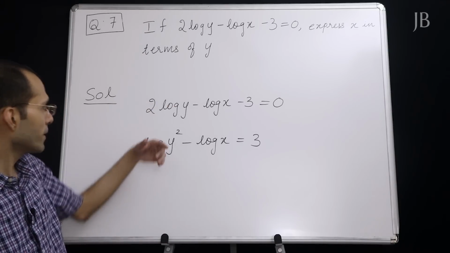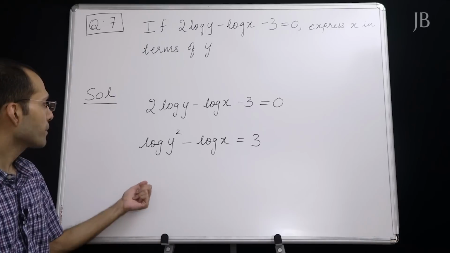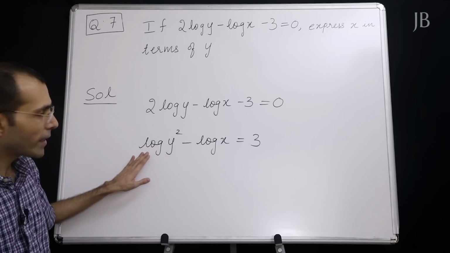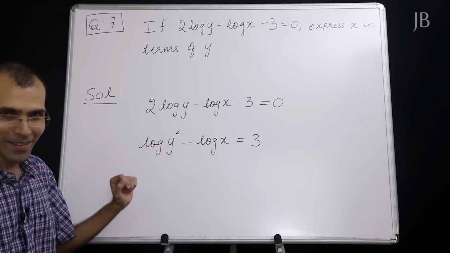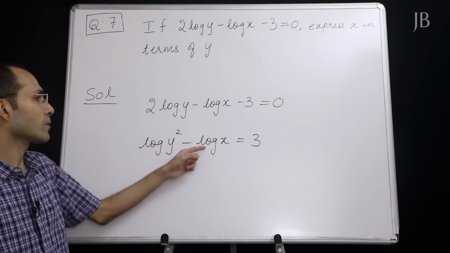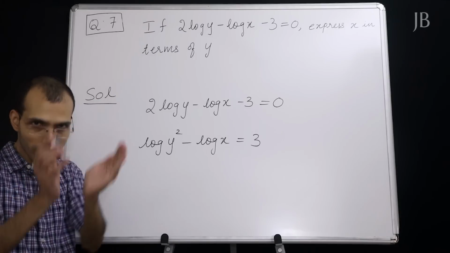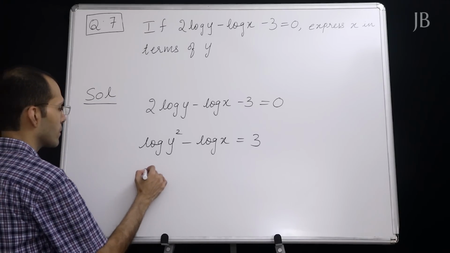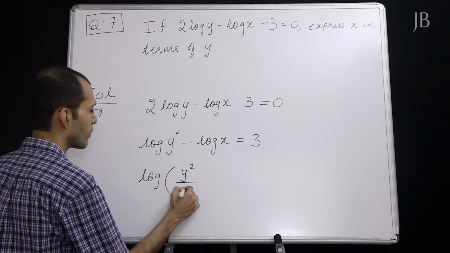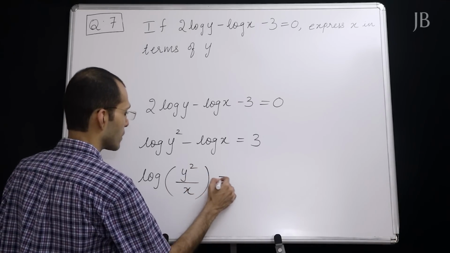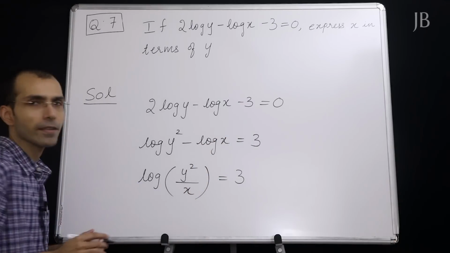Now there is some scope for applying laws of logs. Yes, here also we applied. Now also we can apply further. This will be like log a minus log b. Log a minus log b is 3. So that will be log of a by b. So this will be log of y square upon x is equaling 3.